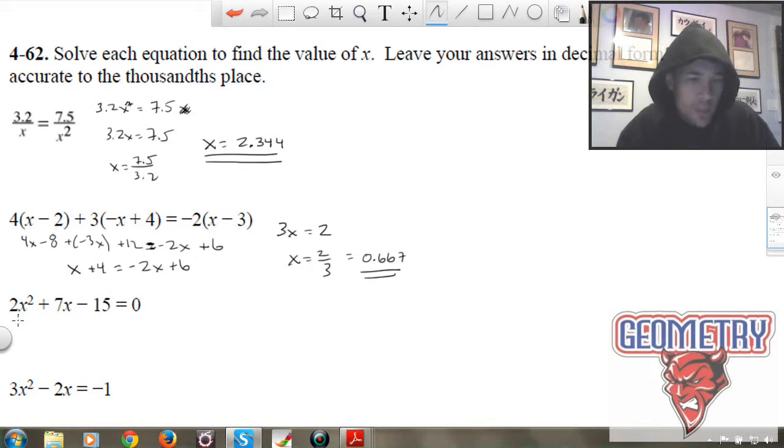Okay, this next one here, this looks like a quadratic. So we have 2x squared plus 7x minus 15 equals 0. So if we see a quadratic, the first thing we tend to do is see if it factors. And if it doesn't factor, then we got to use the quadratic formula. So let's see if it factors first.